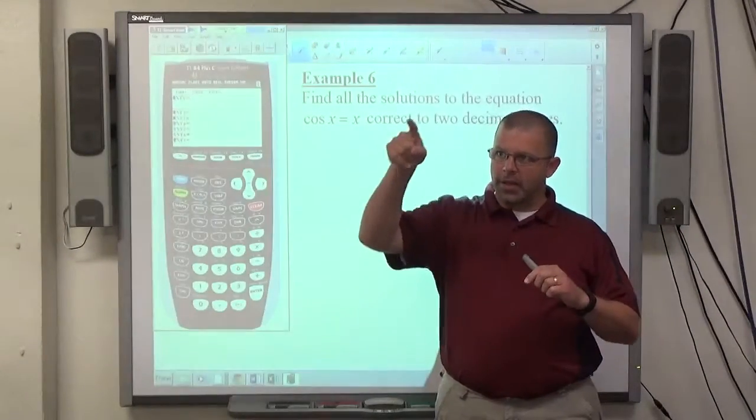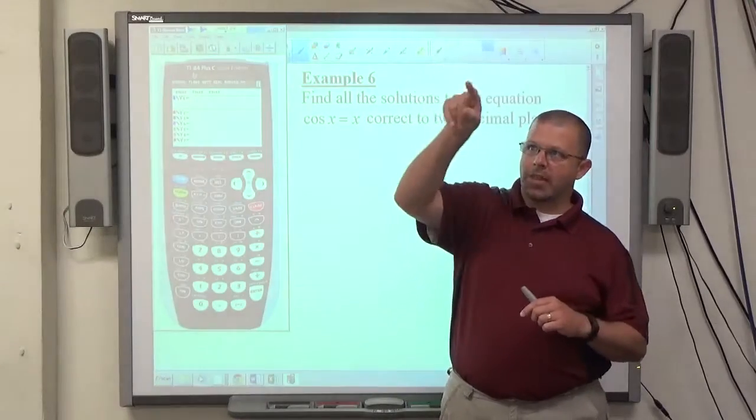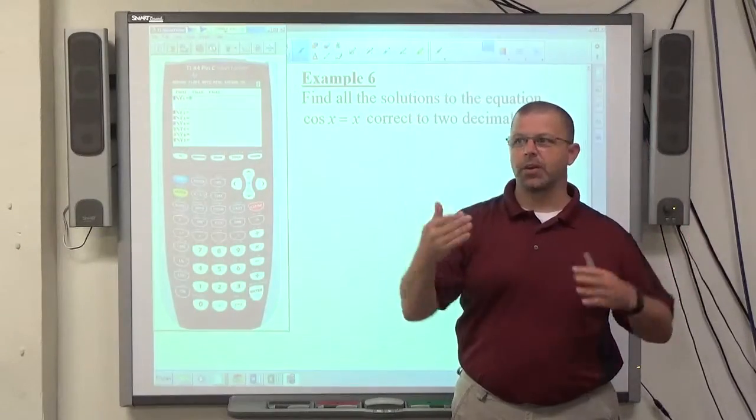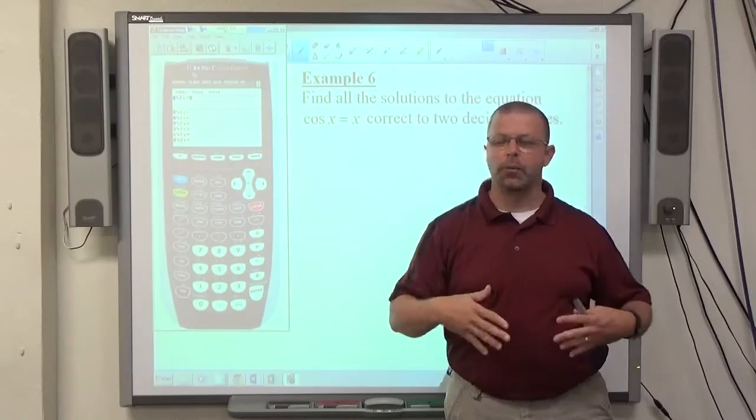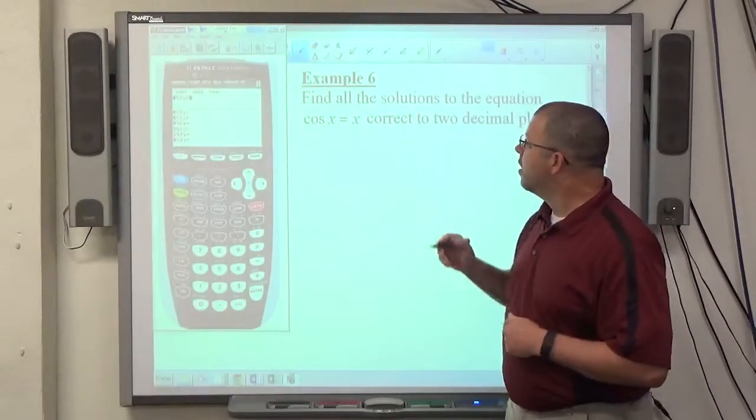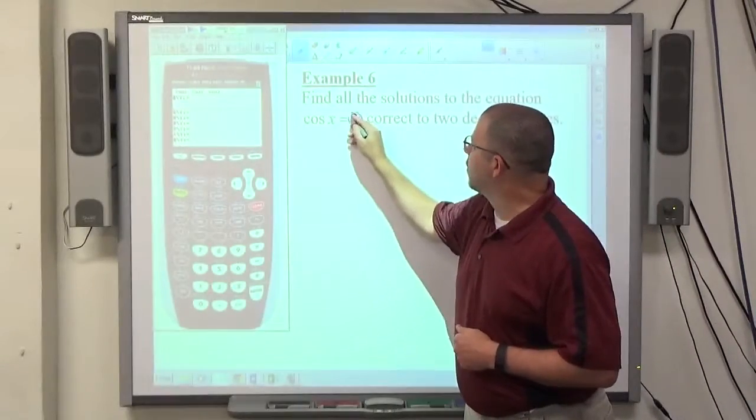One might go like this. The other might go like that. I mean, one's going up, one's going down. They're going to cross 0 at the same spot. What we care about is where it crosses 0. So I'm going to take the x and move it over to the left.